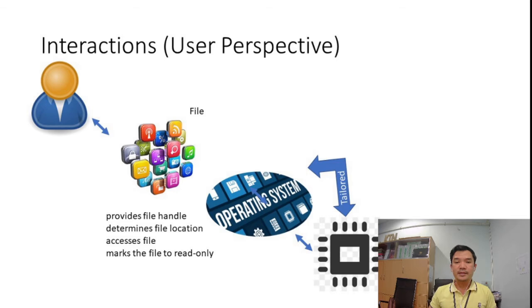And when the user uses an application, it will interact also with the operating system. So that means there is an arrow between the list of applications and your operating system. And the operating system will provide a file handler which determines the file location, accesses the file, and marks the file read only. So that means when an application is open, the operating system will provide file handling, determine the file location of the application or the file that will be opened, access the file, and mark the file read only. So that's the work of your operating system.